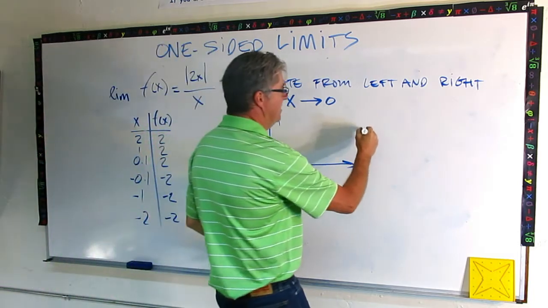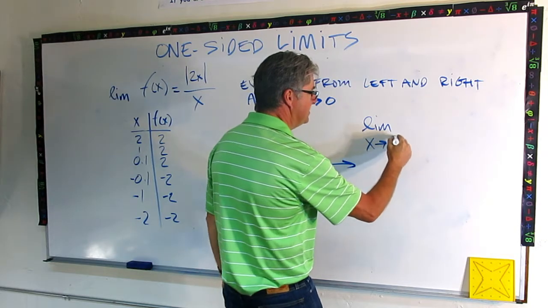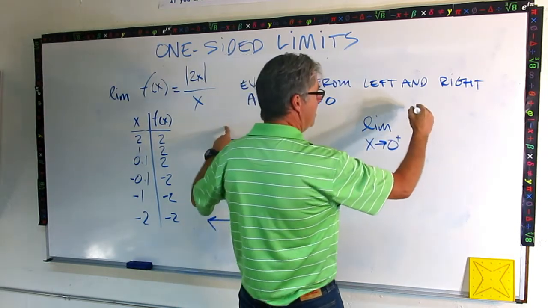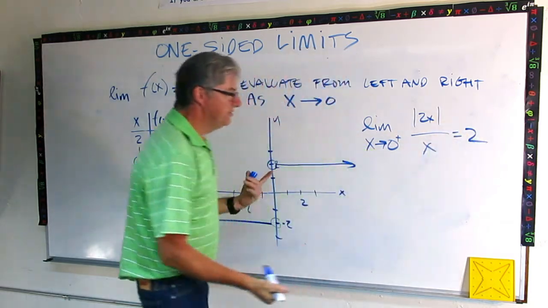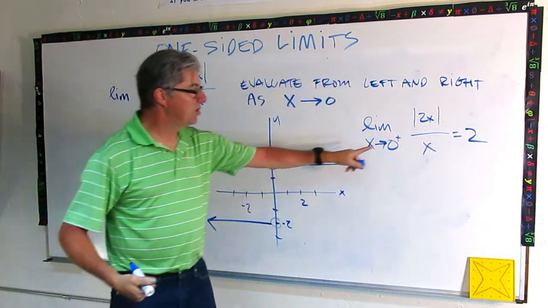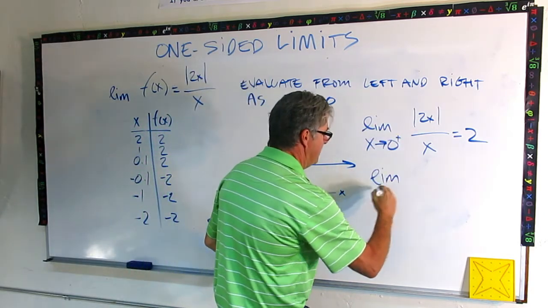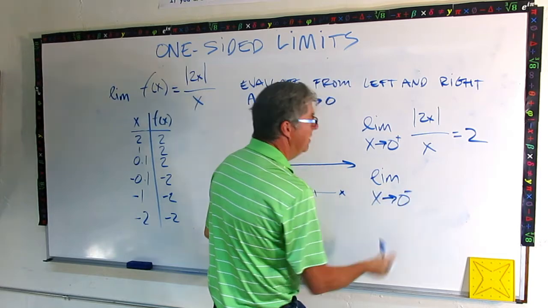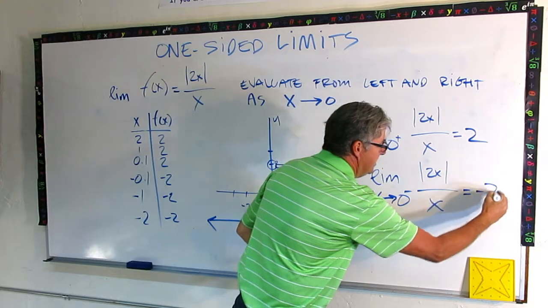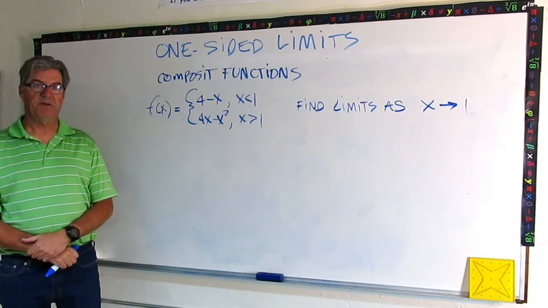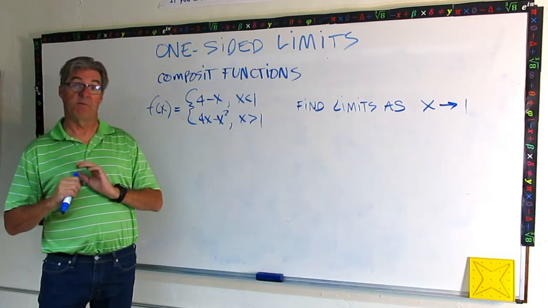So this one is limit as x approaches 0, let's say from the right first, of absolute value 2x over x, that equals 2. So that expresses that limit. As we approach 0 from the right, our limit is 2, and similarly, the limit as x approaches 0 from the left of 2x over x, that equals negative 2.